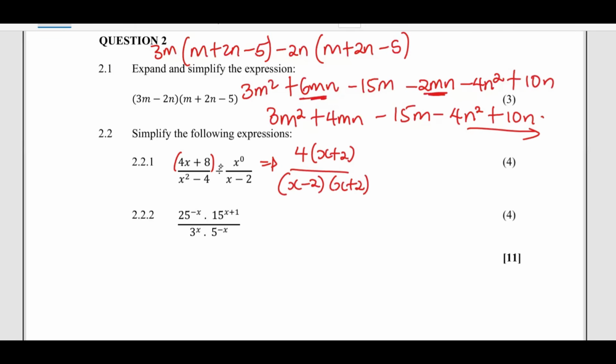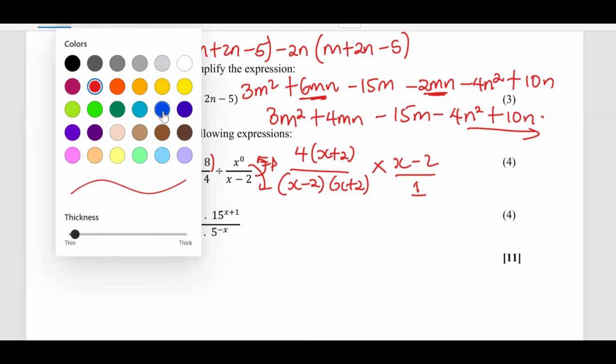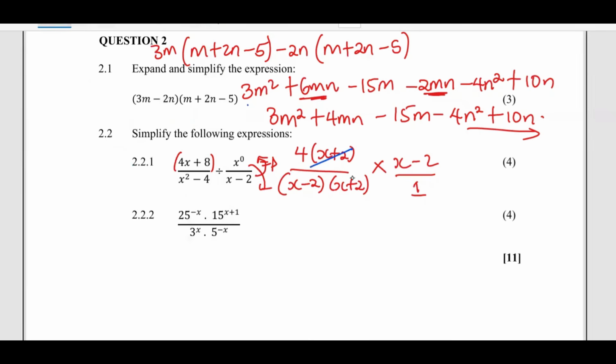We do not divide fractions once again. Change the sign to multiplication. This must go on top, this must come down, so it's going to be x minus 2. Know that x to the 0 must always be a 1. And then what comes next? So this cancels that, and then this one will cancel that. You're only left with 4 over 1, which is the same as a 4.